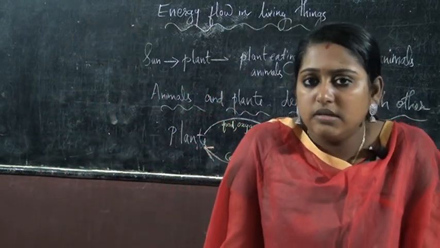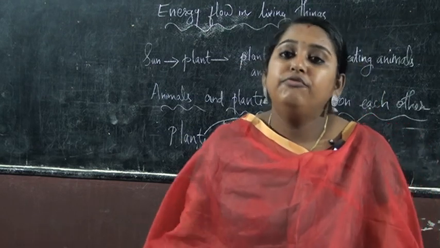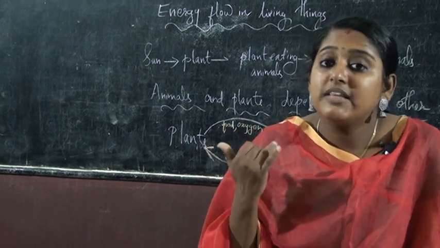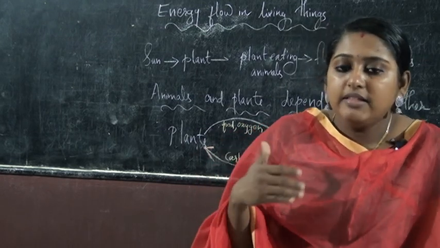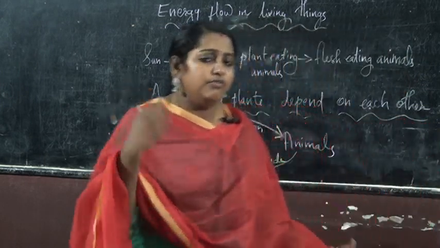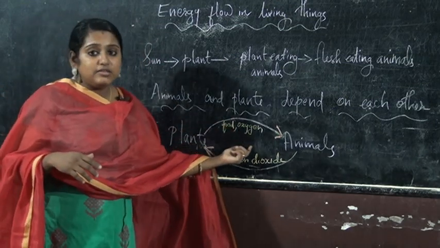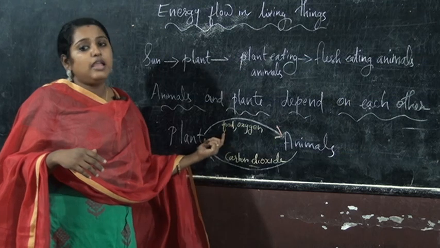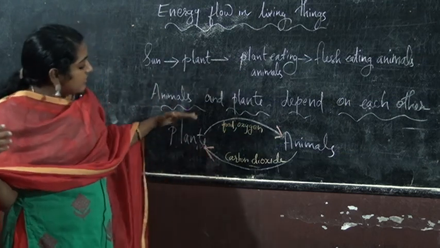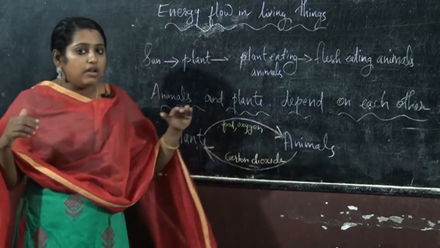Next we are going to study how animals and plants depend on each other. How do they depend on each other? We know that we get food from plants, like vegetables and fruits. We cannot live without food and air also. In air we take oxygen. We cannot live without these two things that we get from plants. Plants give food and oxygen to animals. So we cannot live without plants.